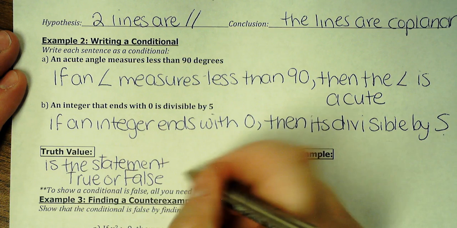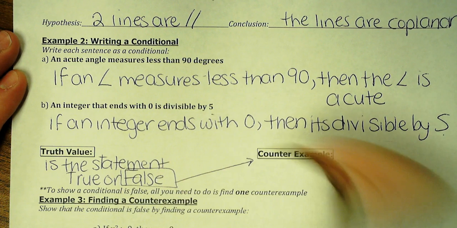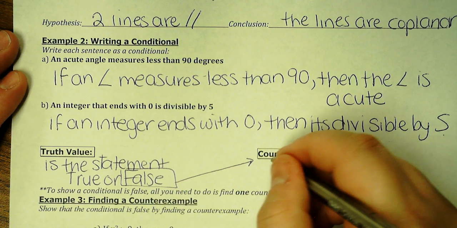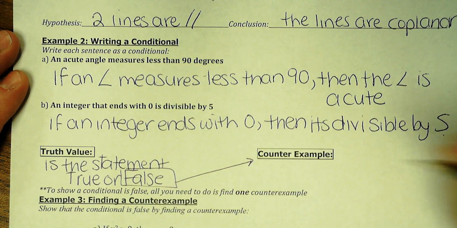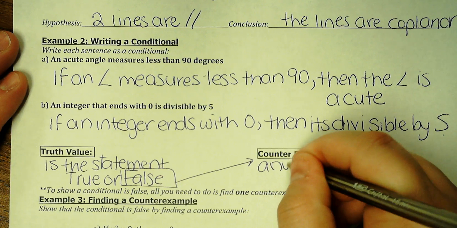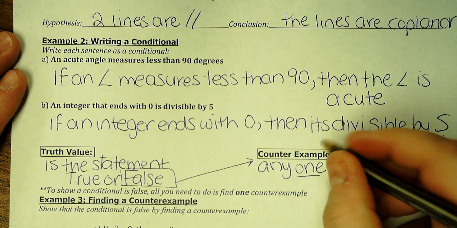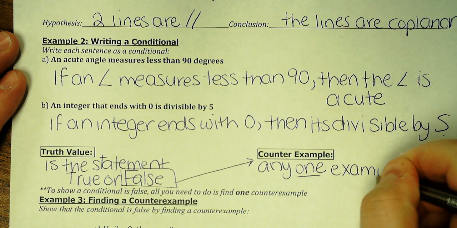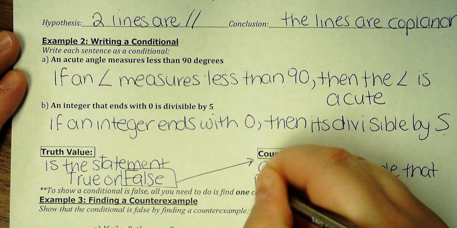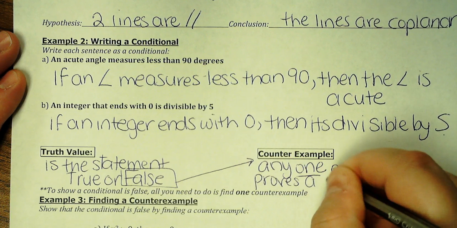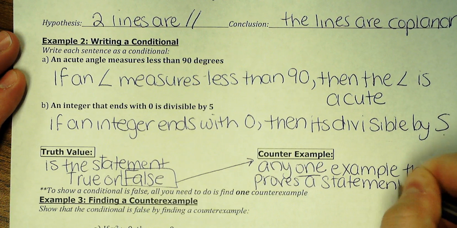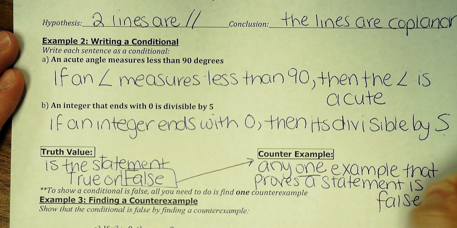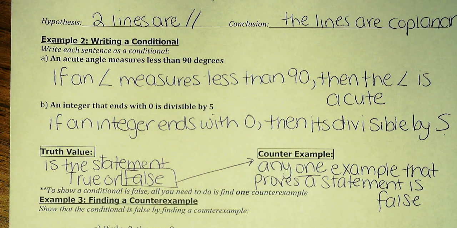Do you believe this is a true statement you're making, or is it false? If it's false, then what we do to indicate that is give a counterexample. A counterexample, and you only need one, so I'm going to write any one, doesn't have to be multiple examples, any one example that proves a statement is false. And we're going to get into that in the next example. But like I said, if you have a statement and you don't believe it's true, you only have to provide one counterexample to show that it's false. So we're going to slide up and do that in example 3.